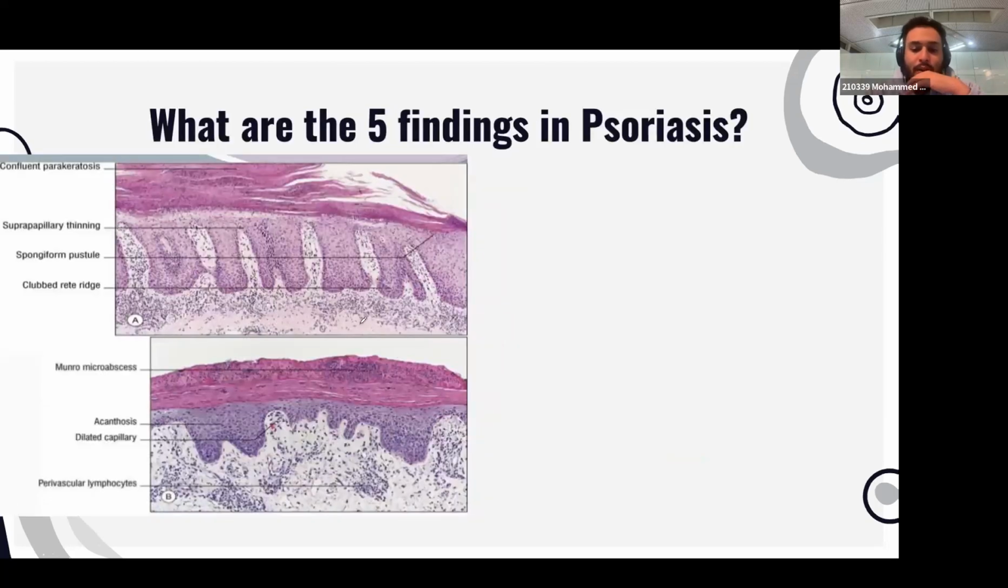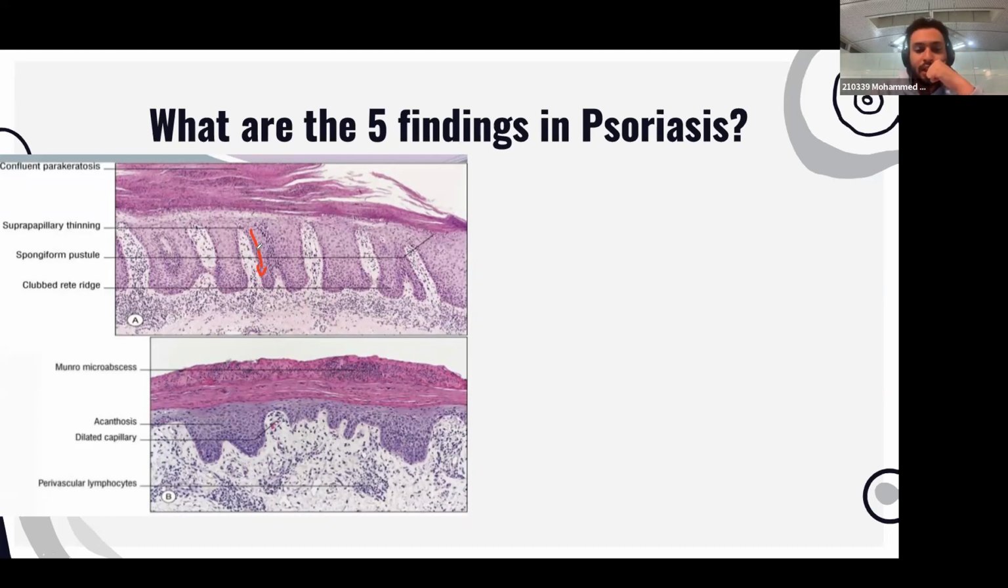Now, let's go through them one by one. The 5 things you see in psoriasis. Number 1 is, you remember these, what are these called? The epidermis going into the dermis. What do we call this? Rete pegs. Right? So what's happening with the rete pegs? Deeper down. So we say this is elongation of the rete pegs.